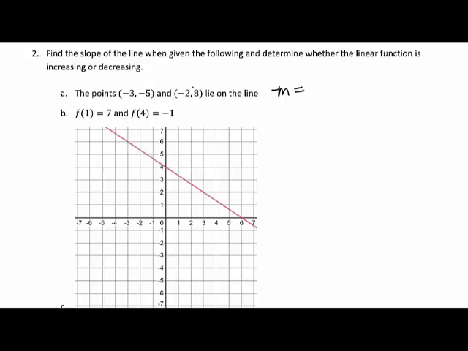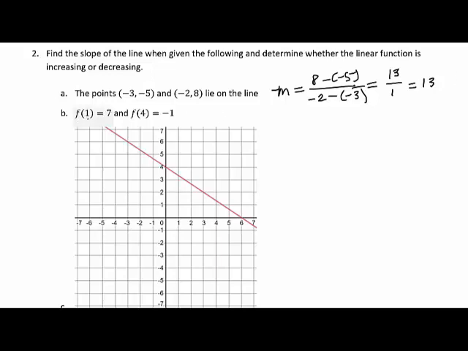And so m equals y2 minus y1, or 8 minus negative 5, divided by x2 minus x1, or negative 2 minus negative 3. Okay, and simplify. So we have 8 plus 5, or 13, over negative 2 plus 3, or 1, and that slope is just 13. Since it's positive, that line is increasing.